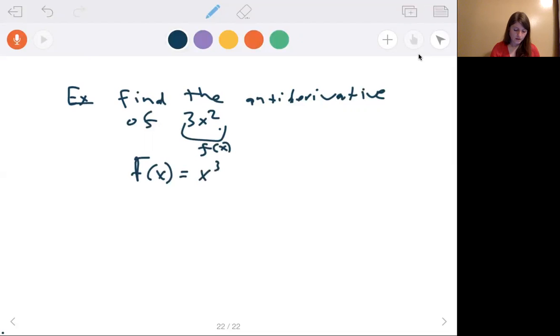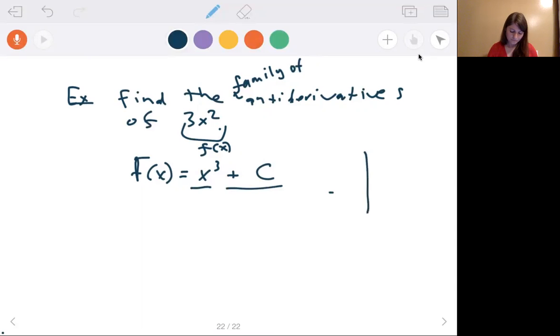In this case, our antiderivative is x cubed, and then the family of antiderivatives that we want to talk about is x cubed plus c. So sometimes they'll even say, find the family of antiderivatives, like this. Okay? But if we visualize this, think about if your constant is 0. That's your x cubed. But let's say you have a plus 1, or even a minus 1.